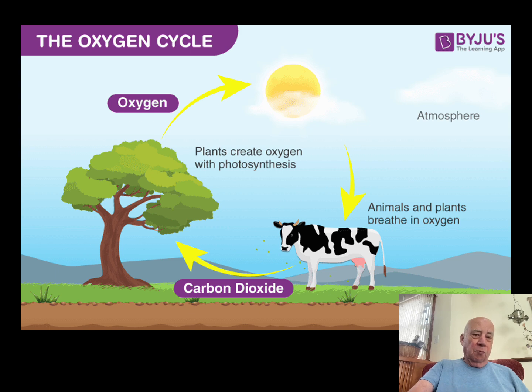We animals breathe in oxygen. Plants take in some oxygen too, and then you and I and all other animals put out carbon dioxide. That's the carbon with those two oxygens. The plant metabolizes that with the energy from the sun and then releases oxygen. So that's the oxygen cycle.